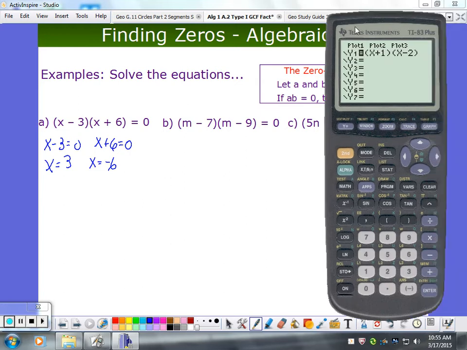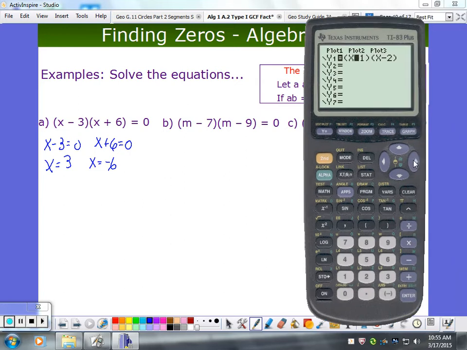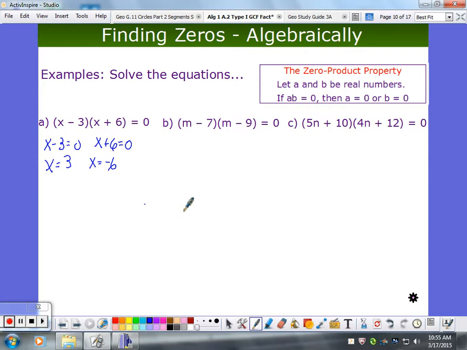So I can just graph that exact thing. x minus 3 times x plus 6, graph it. This is at 1, 2, 3. And now what can we root? -6. The picture tells me that as well. See if you can find the solutions to these other ones. See if we can find the other solutions to the other equations.